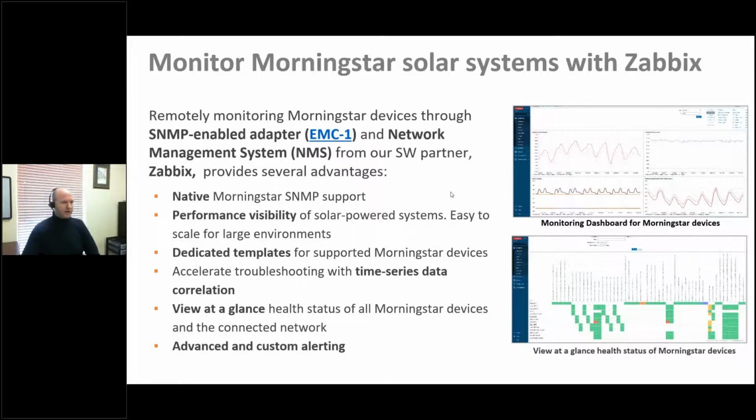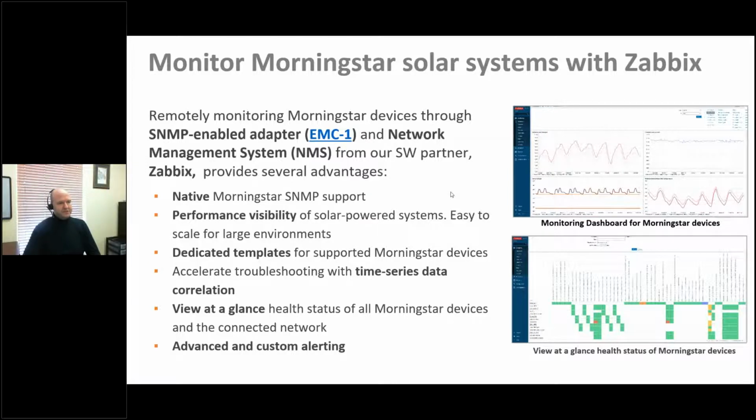So a little bit about how Morningstar is actually using the software to manage these systems. As you can see from some of the dashboards and what I'll be covering here, there's a great deal of functionality of data, both in tables and reports, notification systems, and visual data that can actually give you insight into what the system is doing.